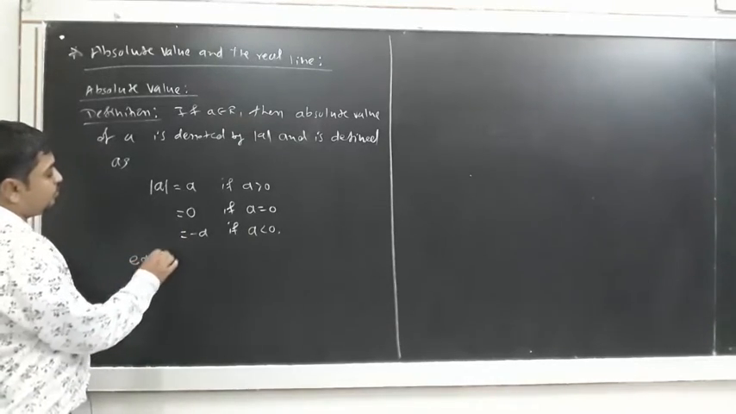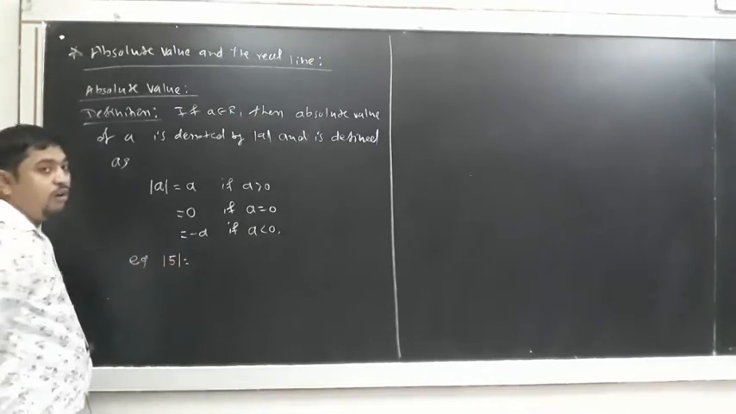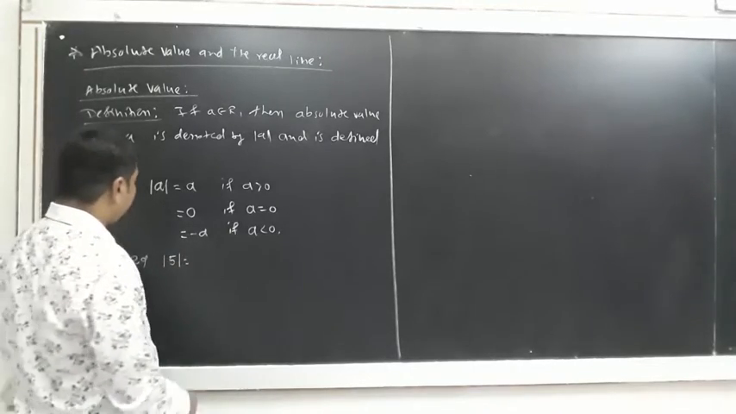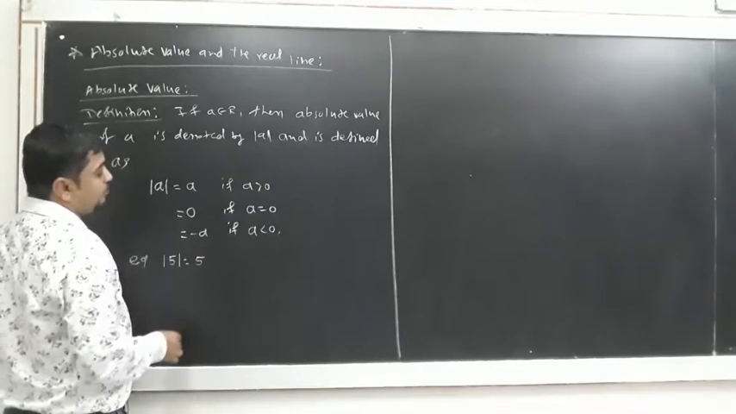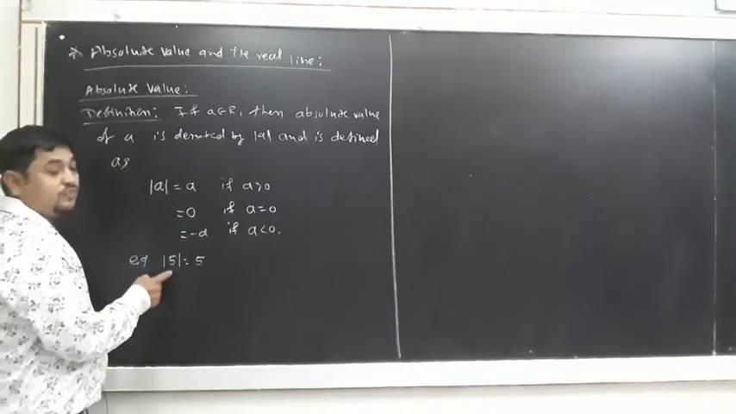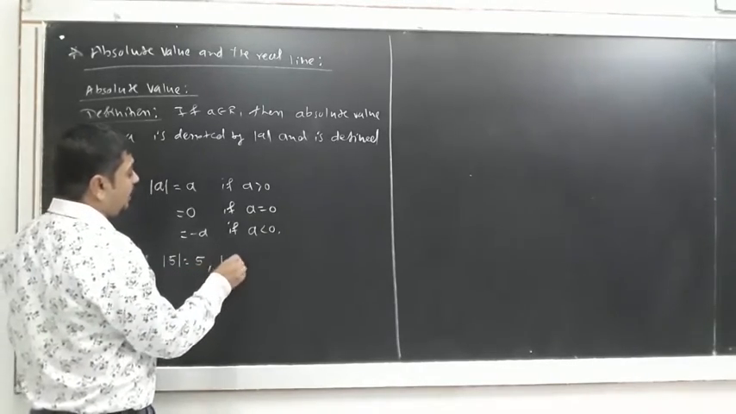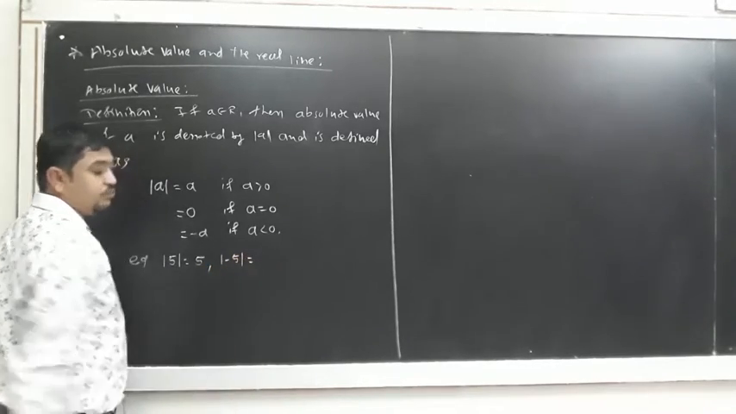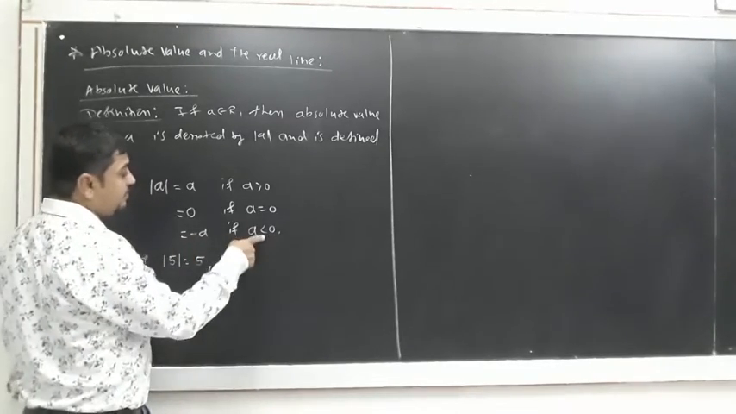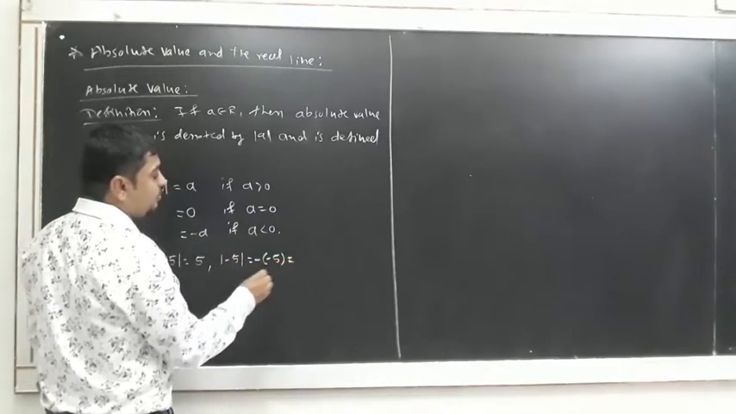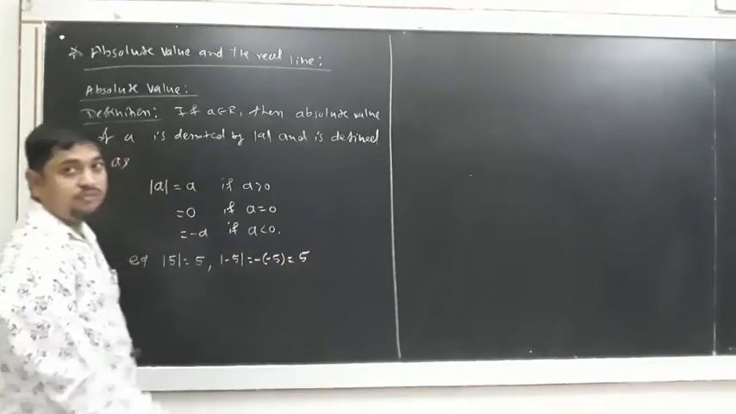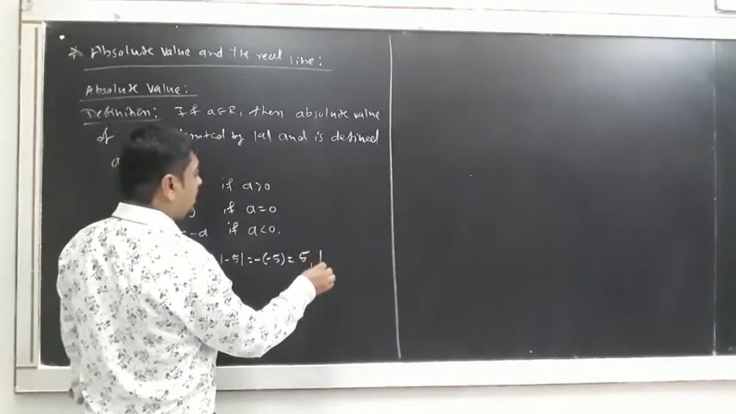Example: suppose we have to find mod of 5. The absolute value of 5 should be 5, because 5 is positive. The absolute value of minus 5: minus 5 is negative, so it should be minus of minus 5, which is positive, 5.